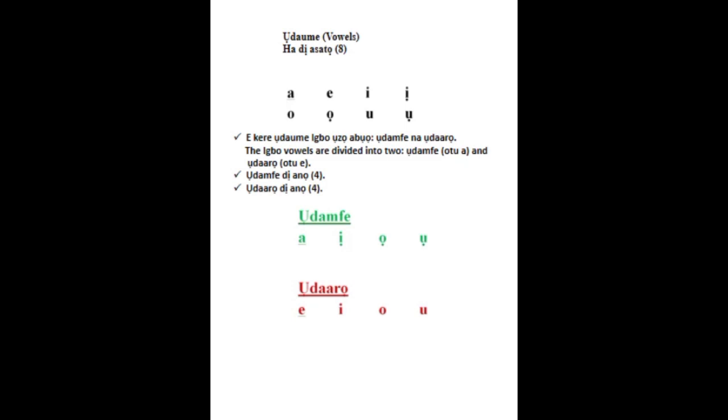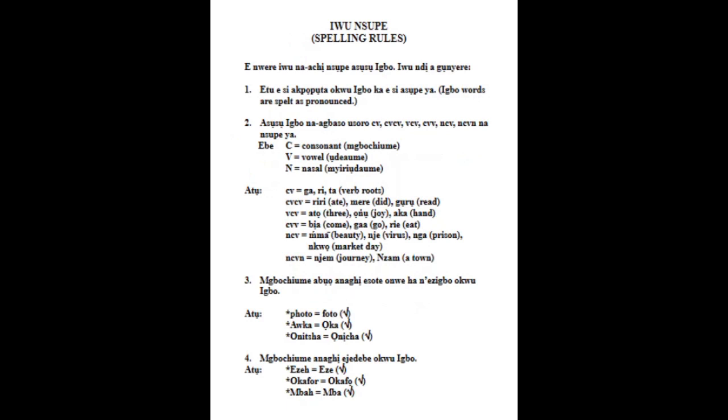Let's go to the next slide very quickly. On this slide, we are looking at Iwu Nsupe. Iwu is rule, Nsupe is spelling. Spelling rules. Enwere iwu na-achị nsupe asụsụ Igbo. There are rules that guide the Igbo spelling. Iwu ndị a gụnyere. These rules include 1. Etu esi akpọpụta okwu Igbo ka esi asụpe ya. Igbo words are spelled as they are pronounced.